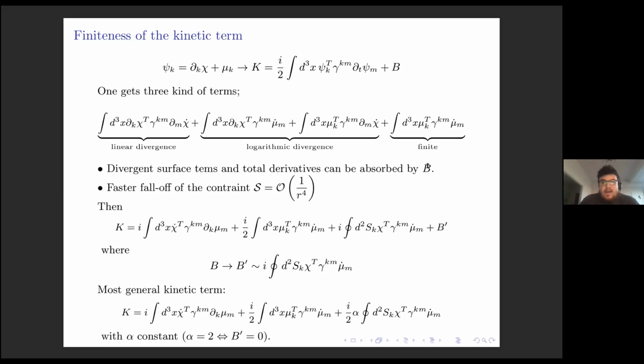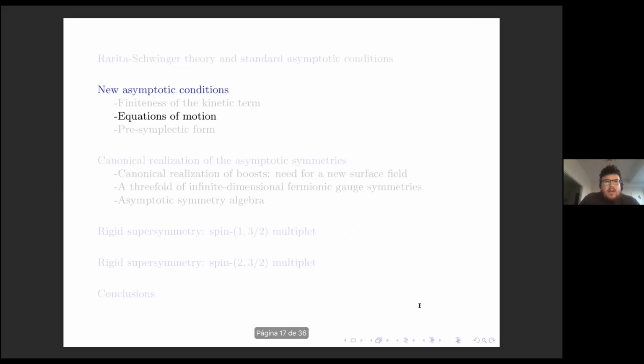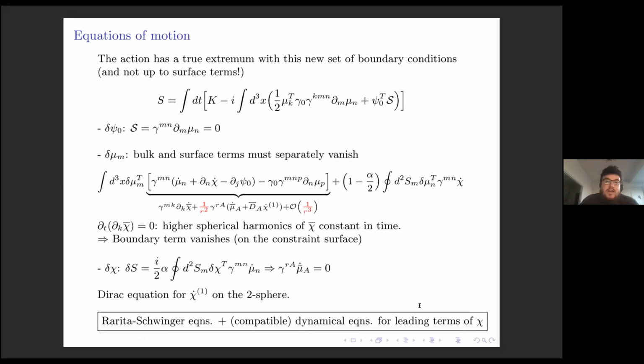Now, after killing all the divergences by choosing B, we still have B prime, and we can choose B prime in this way, as the same term that we obtain here. And now we have the kinetic term that has this form, and we can put an arbitrary constant here, alpha. When alpha is equal to 2, this means that B prime is 0. So we have that freedom in this case. Okay, so we can show that the action has a true extremum with this new set of boundary conditions, and not up to surface terms.